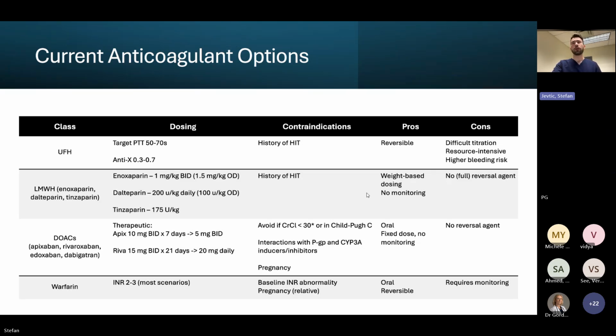Always keeping in mind that we're reviewing a patient's medication list, looking for P-glycoprotein or CYP3A inducers and inhibitors, because these can either cause sub or supratherapeutic levels of DOAC. Typically, these are going to be your anti-drugs, so your anti-epileptics, your antibiotics, your antifungals. And then obviously avoiding DOACs in pregnancy because of the lack of data. And finally, we have warfarin, which really is now almost exclusively used in situations of mechanical valve, triple positive APS, and rarely some other situations.